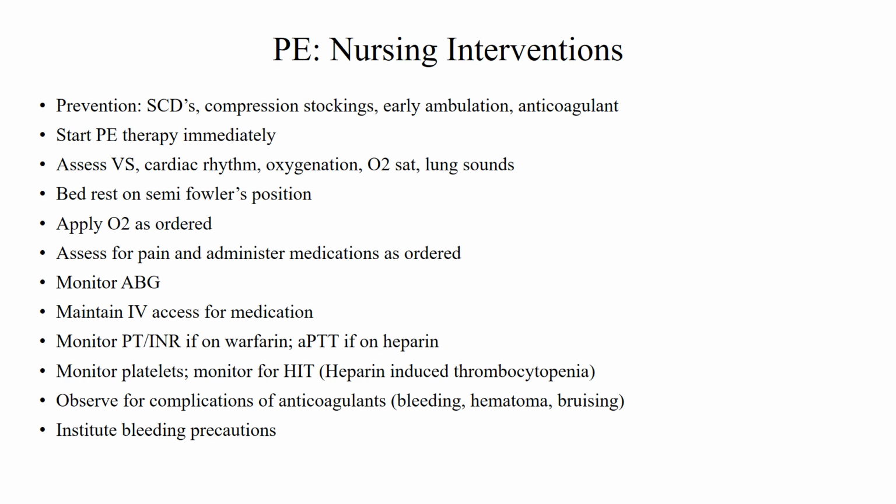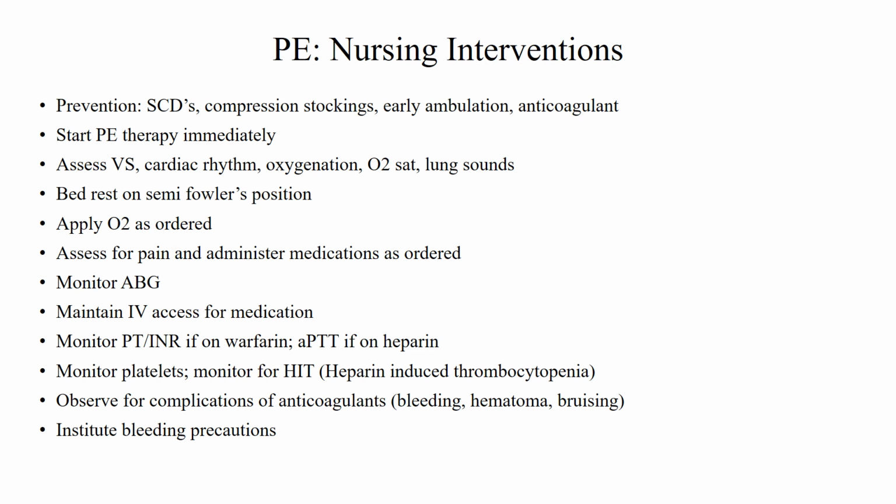Nursing interventions for pulmonary embolism consist of preventive measures such as allowing the patient to use SCDs, compression stockings, early ambulation, or anticoagulant therapy. If the patient has been diagnosed with pulmonary embolism, start therapy immediately. We should assess vital signs, cardiac rhythm, oxygen levels, and lung sounds. If the patient is on bed rest, we put them in a semi-Fowler's position for better breathing. Apply oxygen as ordered. Assess for pain and administer medications as ordered.